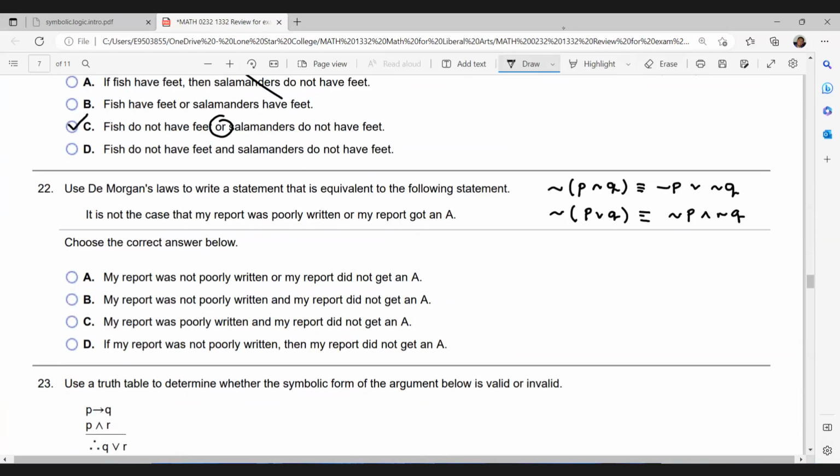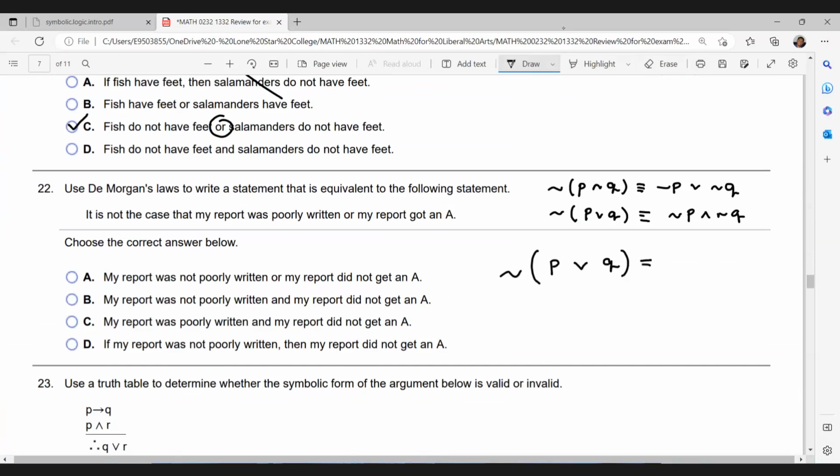But I have a feeling this one is going to be a little bit more difficult or complex, like they're trying to throw a curveball there. Let's see. It is not the case, open parentheses, that my report was poorly written, or my report got an A. Actually, straightforward. Or I got an A.